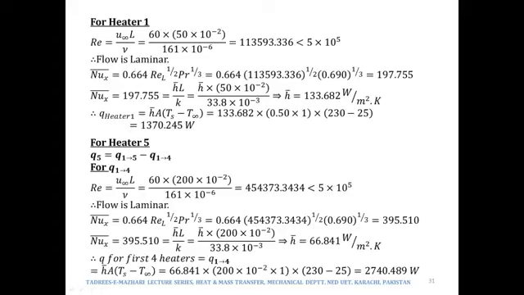Now when we come on to the fifth heater, we would be evaluating the heat transfer in this manner, and I hope that it would not be difficult for you to understand that the Q from the fifth heater would be the difference between the Q till fifth heater minus the Q till fourth heater.